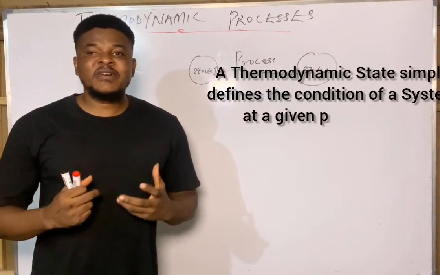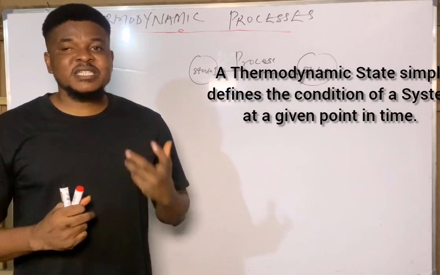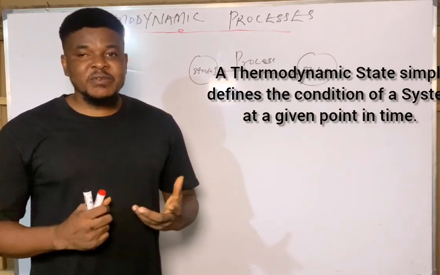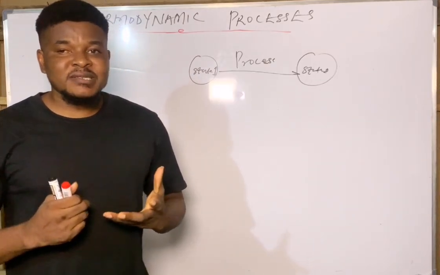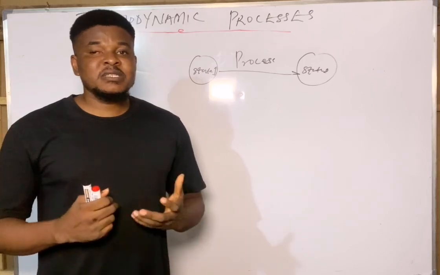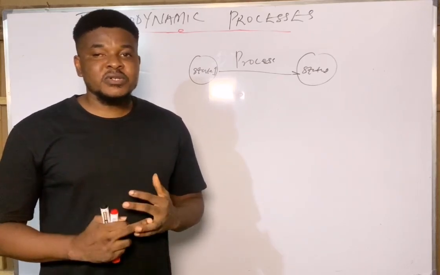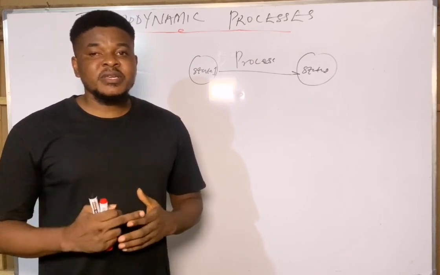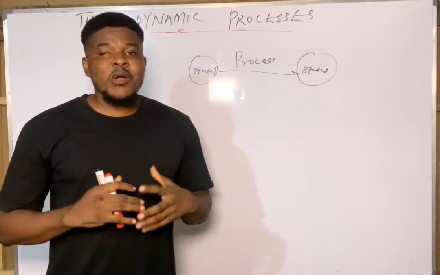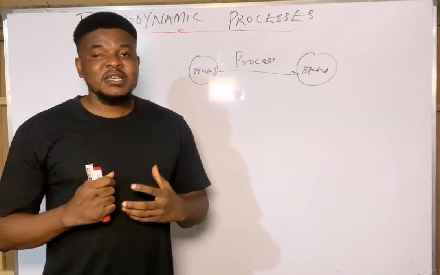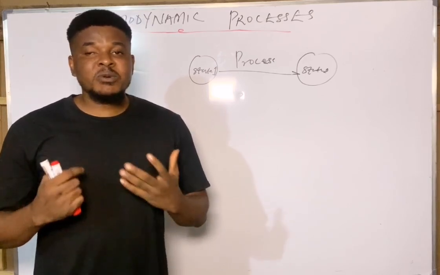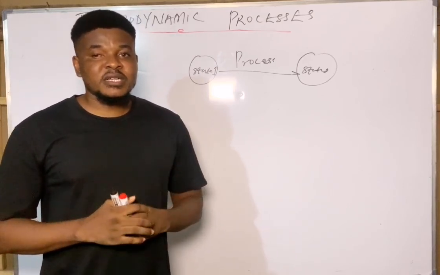Now, what then is a thermodynamic state? A state simply defines the condition of a system at a given point in time. Now, what are the properties that define the condition of a system at a given point in time? Those properties can be pressure, temperature, volume, entropy, enthalpy, internal energy, and so on. But in this video, we are going to be considering three key properties that can define the condition of a system. Those properties include volume, pressure, and temperature.